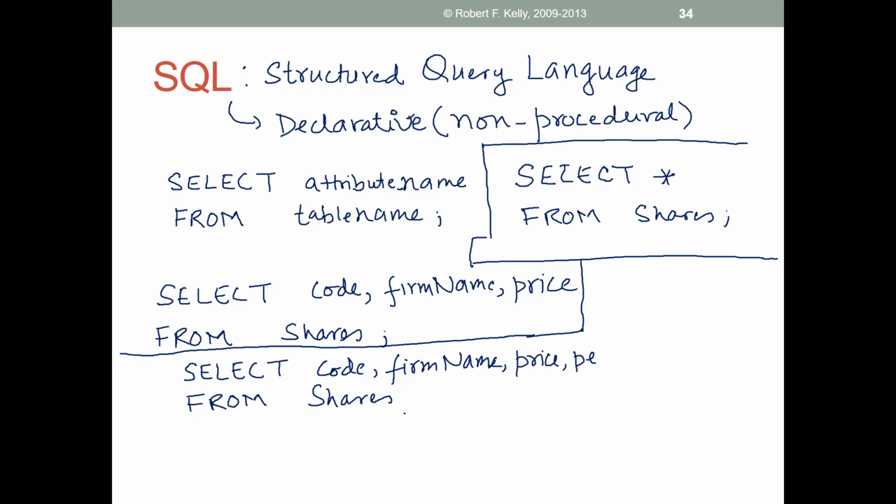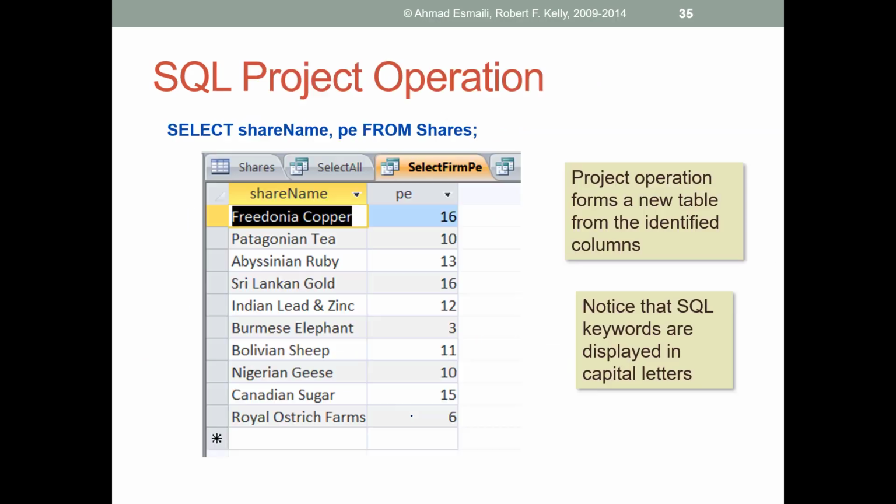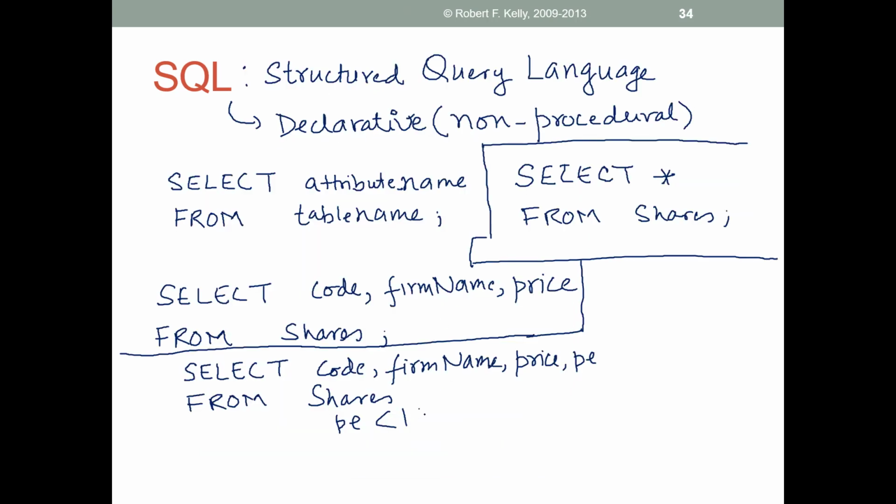Now we want to move a step further. We want to apply restriction. I don't want all the rows. I only want the rows where PE is less than 10 I believe, or 16. I don't remember what it was. Wait a second, let me go and figure it out. Less than 12. Alright, so when you're saying PE is less than 12, I want only those rows where PE is less than 12. So how do I put that? Here, for the condition, I will use a clause, where.